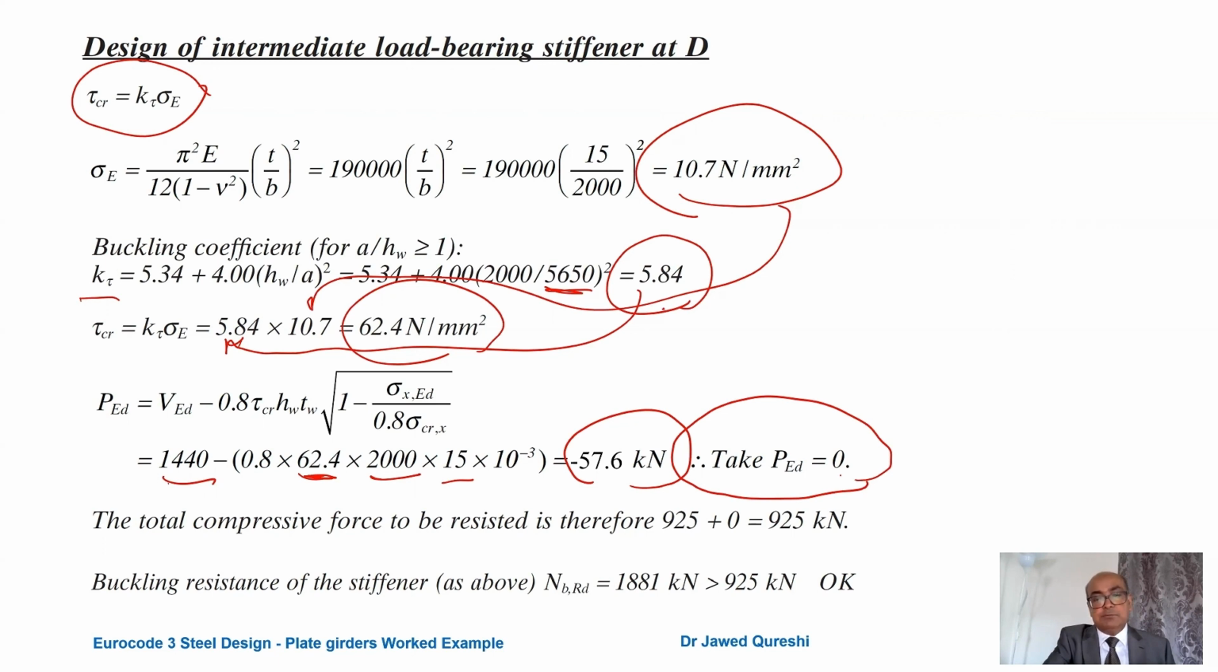Now the total compressive force to be resisted is equal to the load that is applied from universal beams as a point load on the plate girder, which was 925 kilonewton, plus 0. So this is giving me 925 kilonewton. The buckling resistance of the stiffener, as above for panels B and C, was 1881 kilonewton. That is greater than 925. It means that the buckling resistance of this stiffener at D is fine.